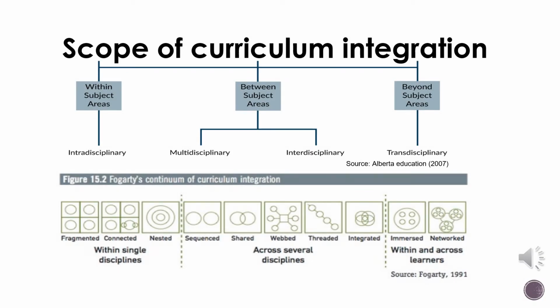The four different models of integration based on Robin Fogarty's 1991 continuum of curriculum integration. Interdisciplinary occurs within subject areas. Models include fragmented, connected, and nested. Transdisciplinary is beyond subject areas. Models include immersed and networked, and multidisciplinary and interdisciplinary is between subject areas. Models include sequenced, shared, webbed, threaded, and integrated.